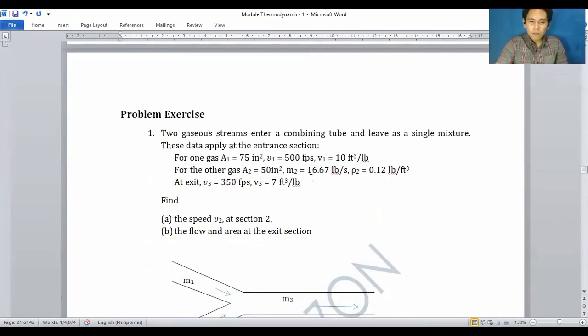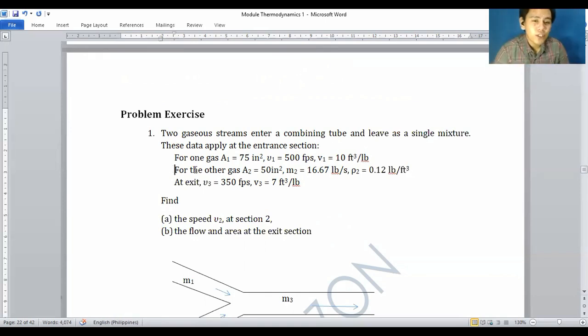For better clarification of the concept, here is problem exercise number 1. Two gaseous streams enter a combining tube and leave as a single mixture. This data applies at the entrance section. For one gas, A1, its area is 75 inches squared, its velocity is 500 feet per second, and its volume flow rate is 10 cubic feet per pound. Sorry.